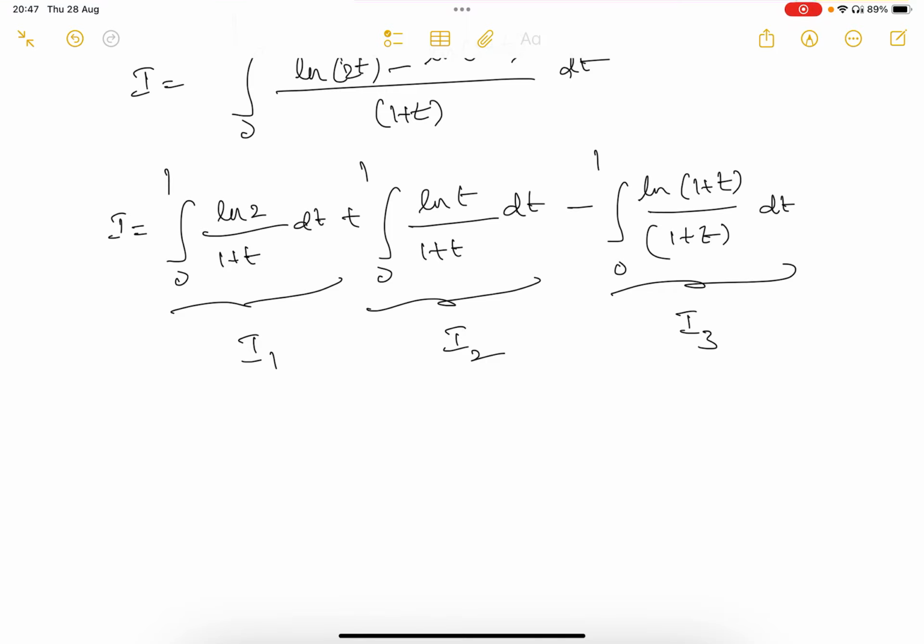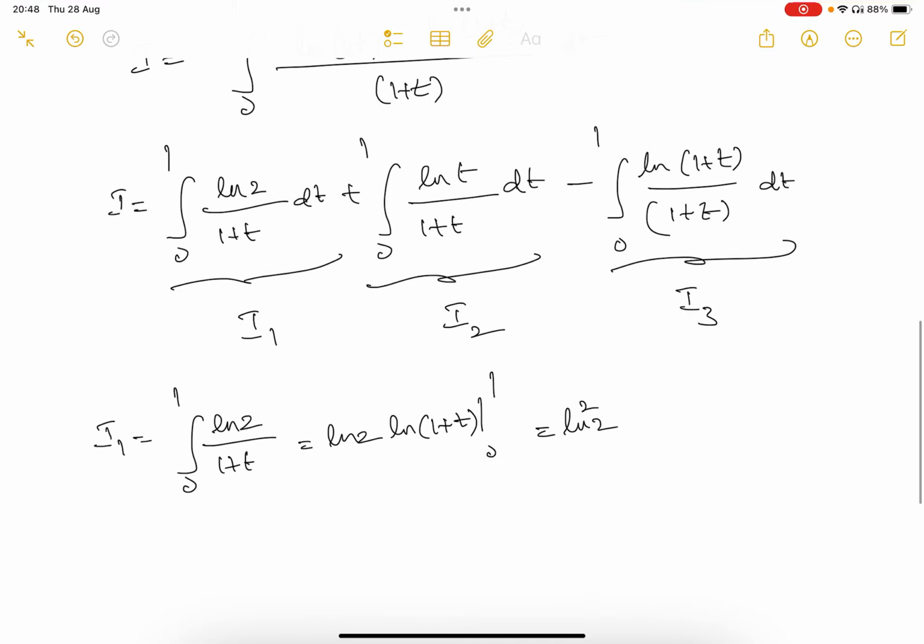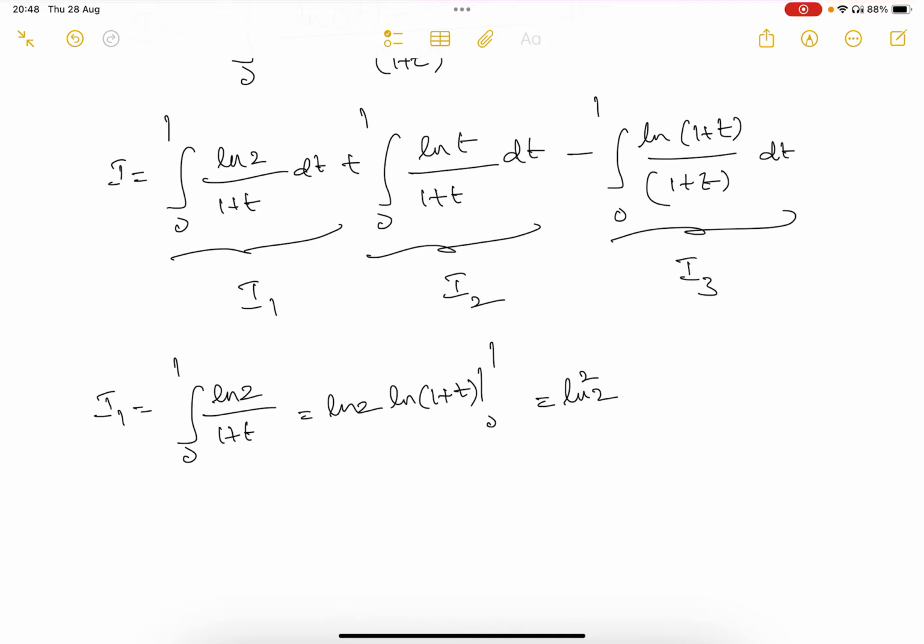So let's calculate first the I1. I1 here is 0 to 1 ln 2 by (1 plus t), right? And ln 2 is constant. The integral of 1 by (1 plus t) is ln of (1 plus t), and the integral limits are 0 to 1. This will be ln 2 into ln of (1 plus 1), which is ln 2, right? This will be ln square 2. If t equal to 0, then it will be ln 1, which is 0. It will not contribute. So I1 is ln square 2.